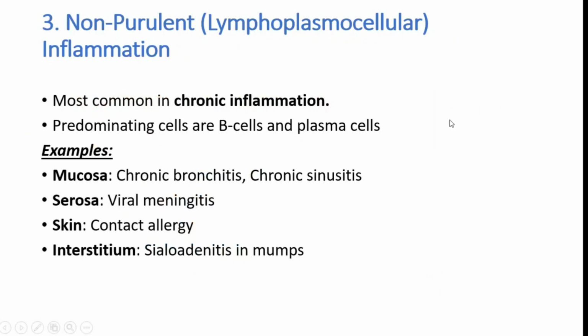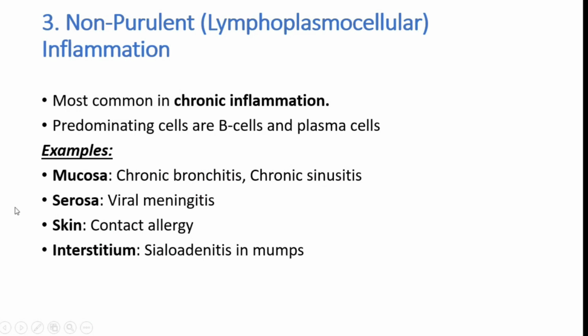Next is non-purulent, also known as lymphoplasmacellular inflammation. I will quickly go through this one because it is mainly found in chronic inflammation rather than acute, but we need to mention it since it's part of the question. So the predominating cells here are the B cells and the plasma cells. Very classic examples of this kind of inflammation from the mucosa are chronic bronchitis and chronic sinusitis. From the serosal surfaces, we can describe viral meningitis.